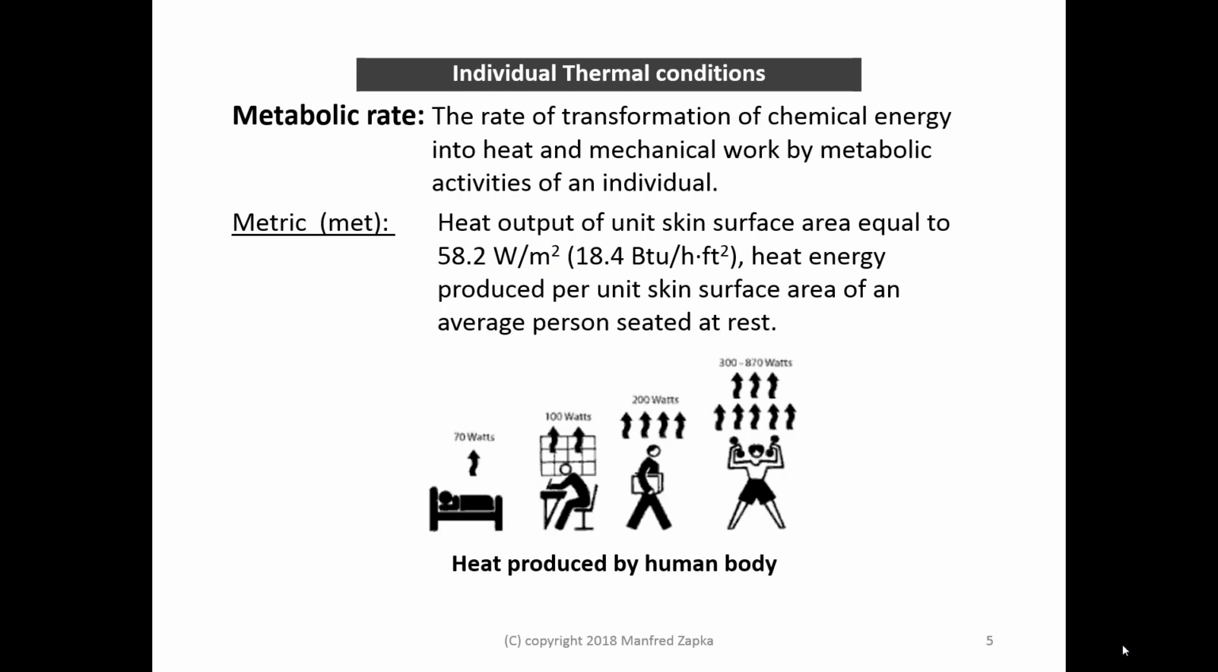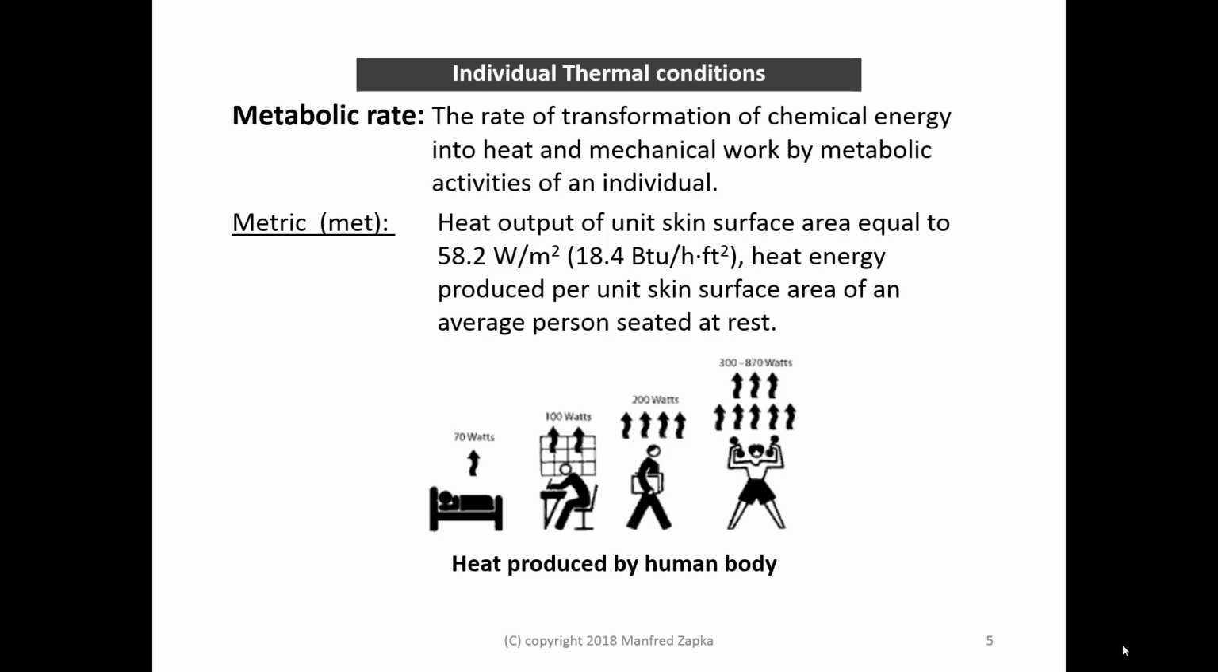Let's go through all of them. The first one is the individual thermal condition, and here we have the metabolic rate, and it's defined as the rate of transformation of chemical energy into heat and mechanical work by metabolic activities of the individual. And the chemical energy is coming from the food we are eating. So whenever we need food, otherwise we couldn't actually perform and live, of course. So the heat and mechanical work produced by metabolic activity depends on the level of activity, which we see in the lower diagram.